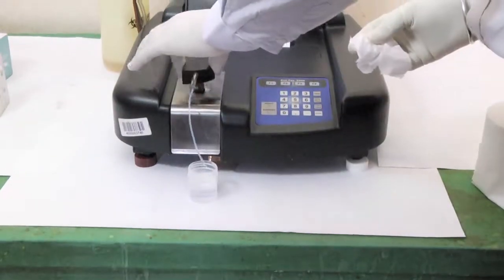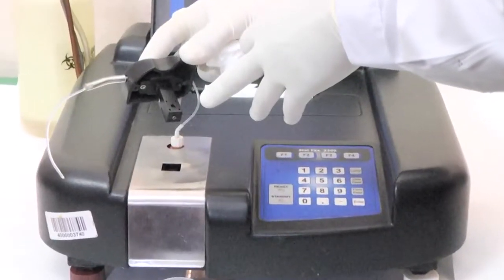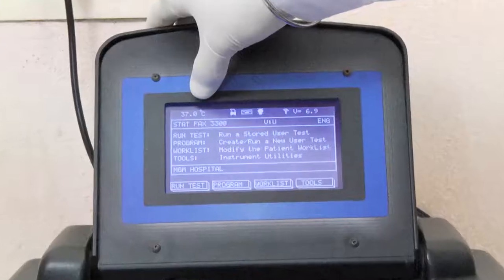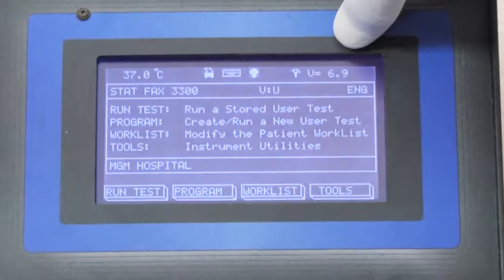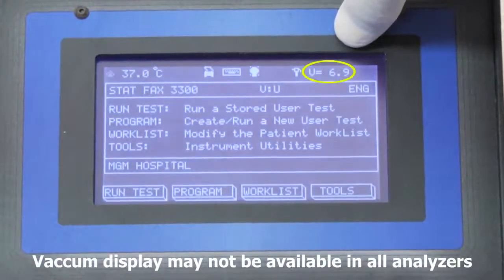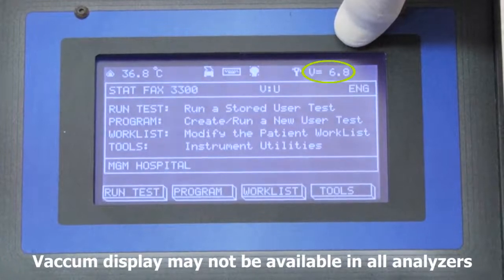Pull out the flow cell gently and check if the window has any dust. If so, clean carefully with a tissue paper and place it back gently. Temperature should be fixed at 37 degrees Celsius and should be achieved within 1 to 2 minutes of switching on the equipment. Vacuum should be maintained at 6.9 plus or minus 1. This is very important for sample aspiration and analysis. If the vacuum is not maintained, immediately switch off the equipment and call the technical support team.